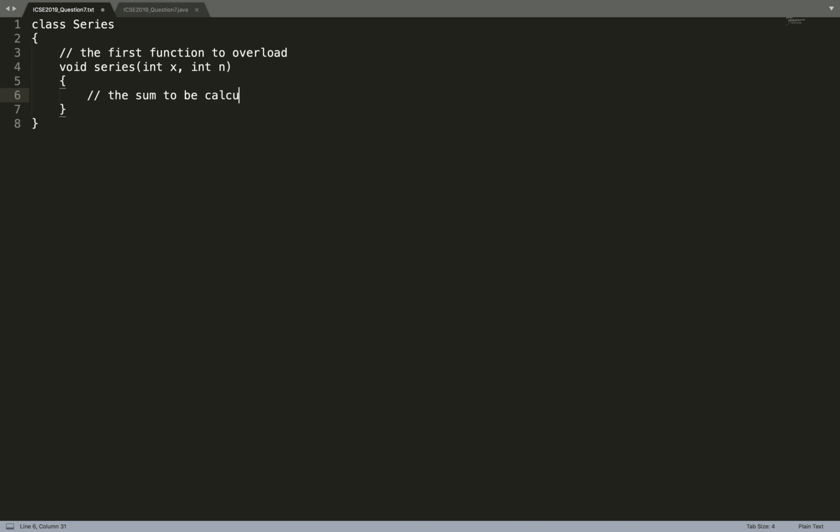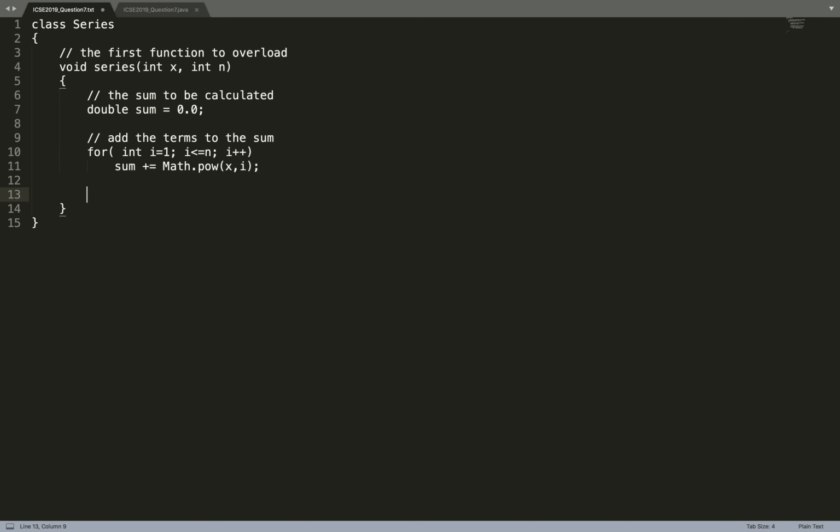Okay, so the sum to be calculated, so double sum is equals to 0.0. Okay, and add the terms to the sum. For int i is equals to 1, i is less than equal to n, i plus plus, sum plus equals to Math.pow(x, i). So for i is equals to 1, this will add x to power 1 to sum. For i is equals to 2, it will add x to power 2 to sum. Similarly till n, it will add all x to power i terms to the sum.